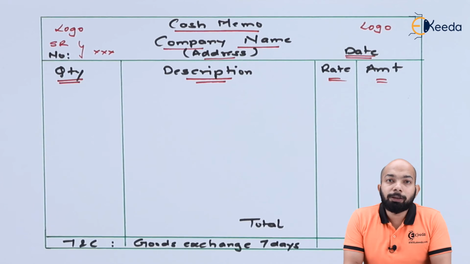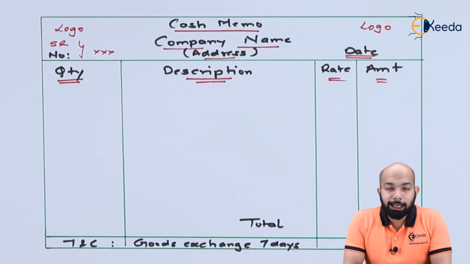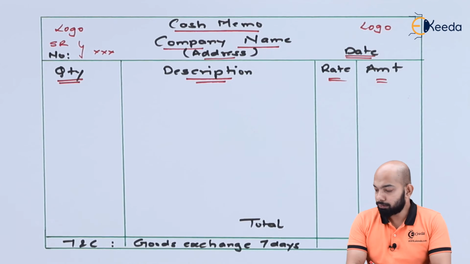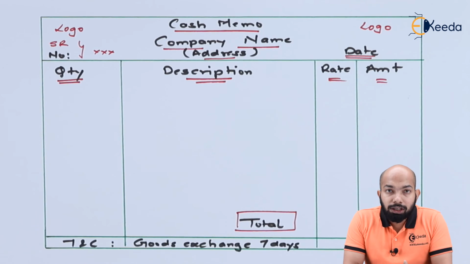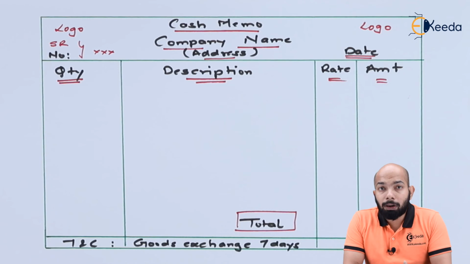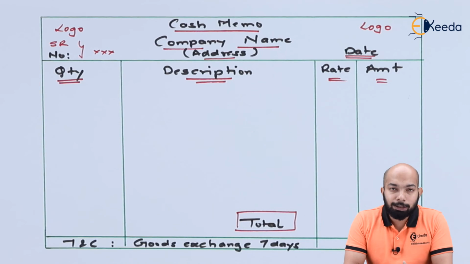The four columns will remain common. That means quantity, description, rate, and amount. Again, on the bottom right hand side, you will find total amount, which will show what is the rate, quantity total, and the total amount itself for which the purchases have been made.